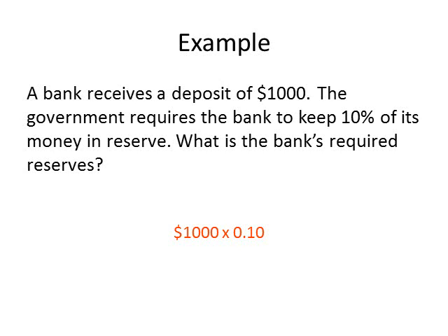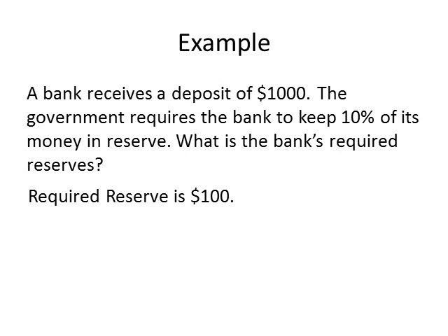In this case, we have 1,000 times 0.10, and that gives us an answer of 100. The 100 can be found by typing in 1,000, pressing the multiply key, typing in the point, followed by 1 and a 0, and then followed by an equal sign. And this will give you a value of $100. So our required reserve is $100.